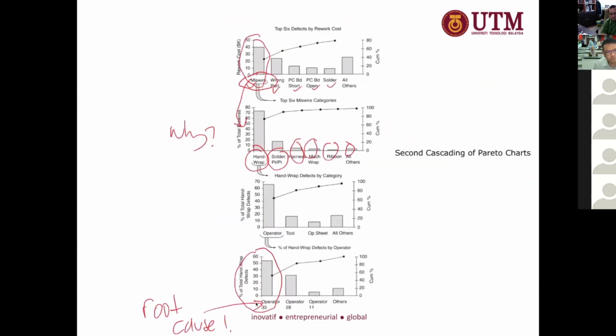So what is the how? We have to think about it. Check what is the problem with this operator number 33. Maybe send him for training. Maybe check whether his physical condition is not suitable for that job.